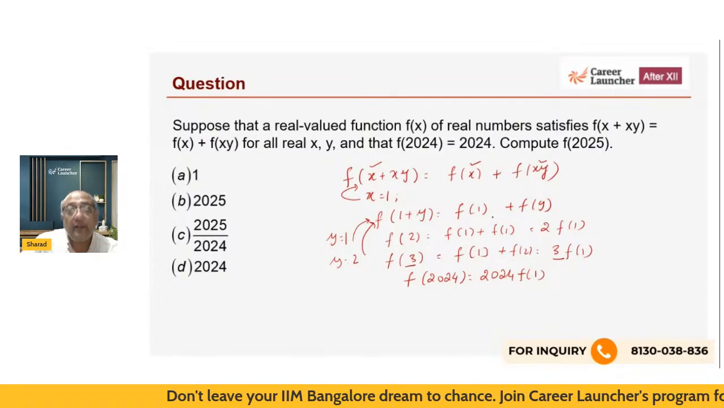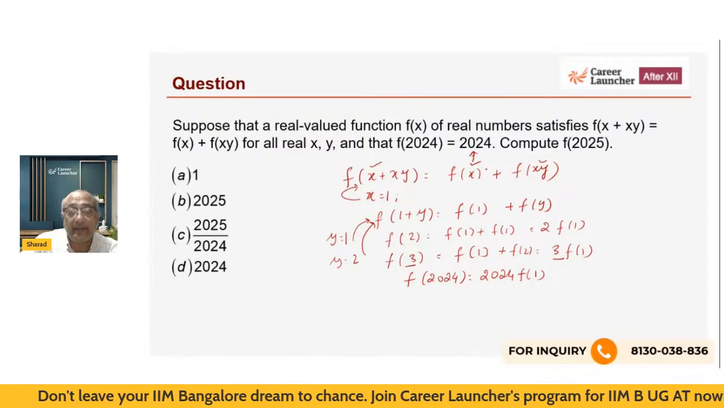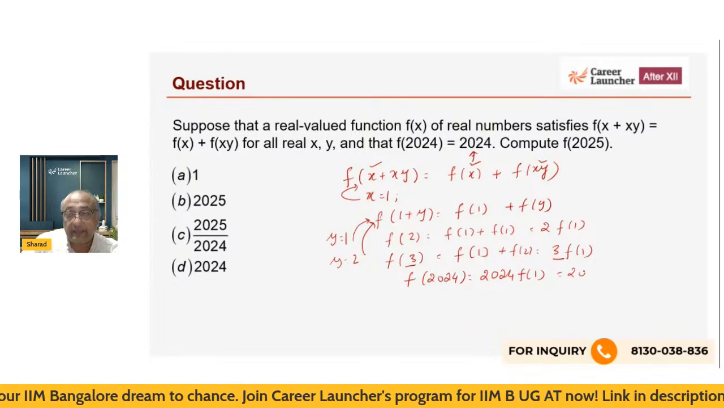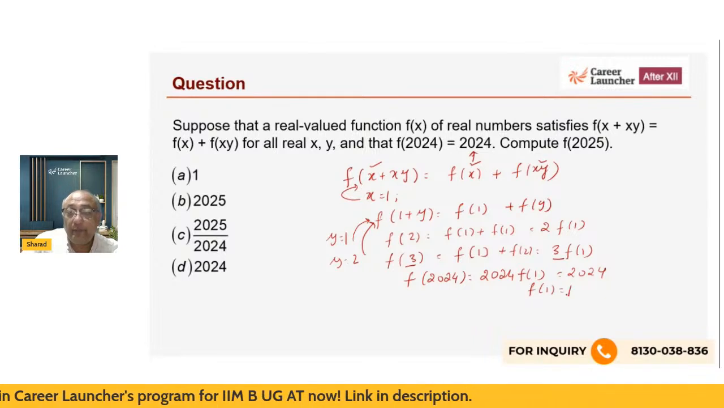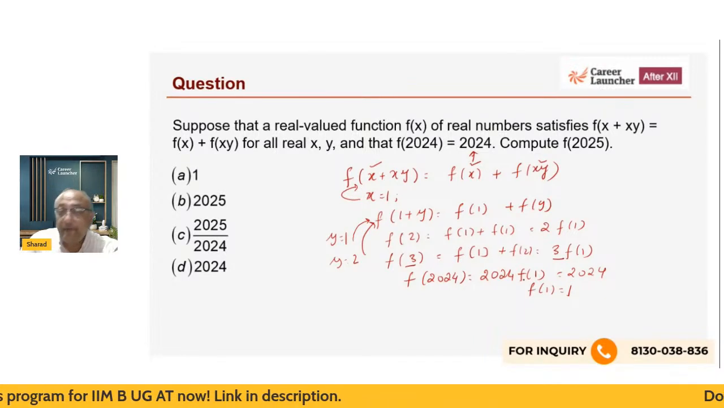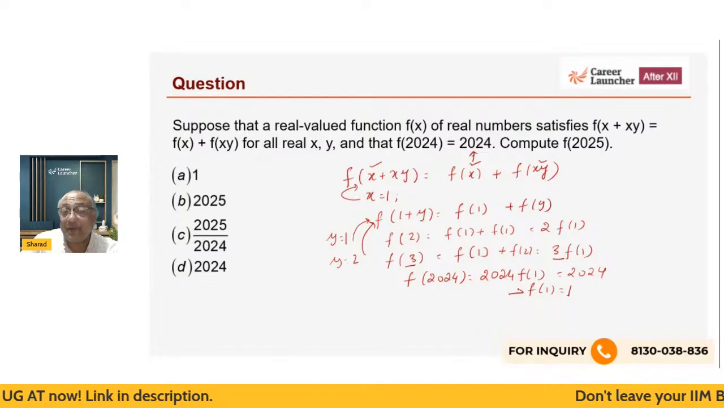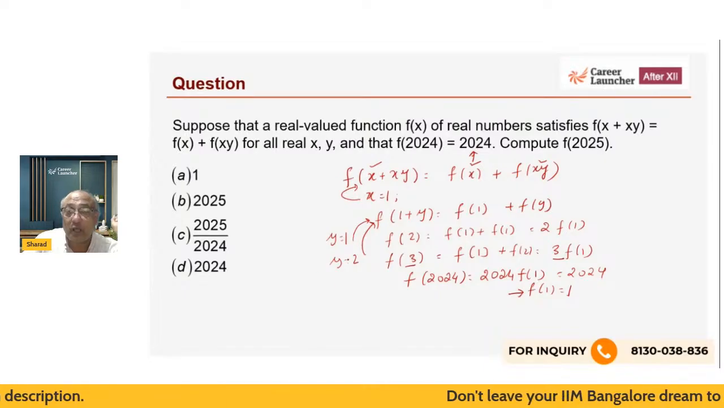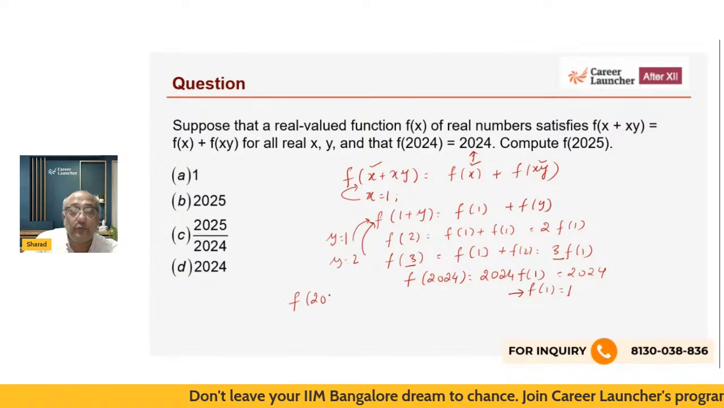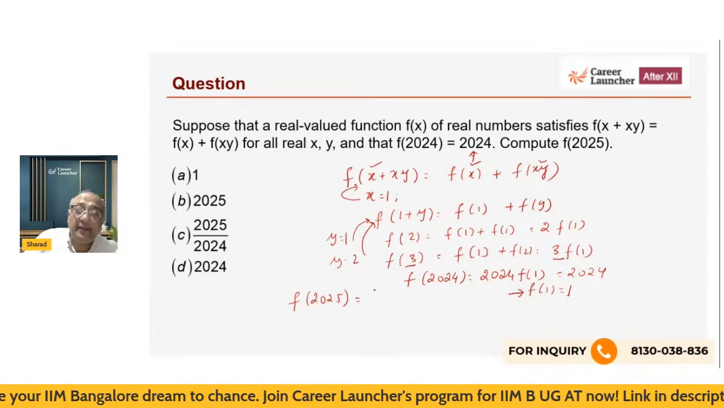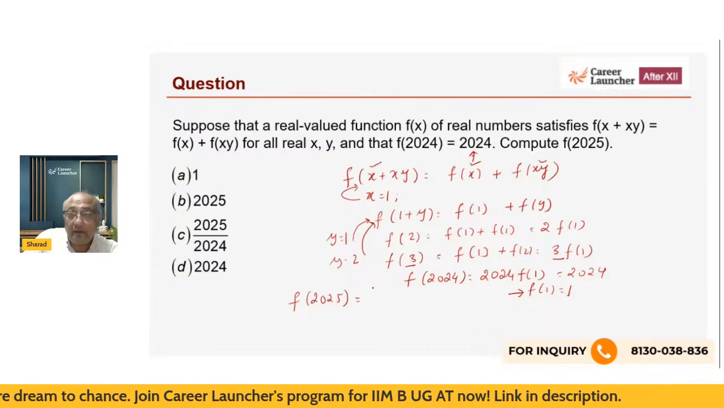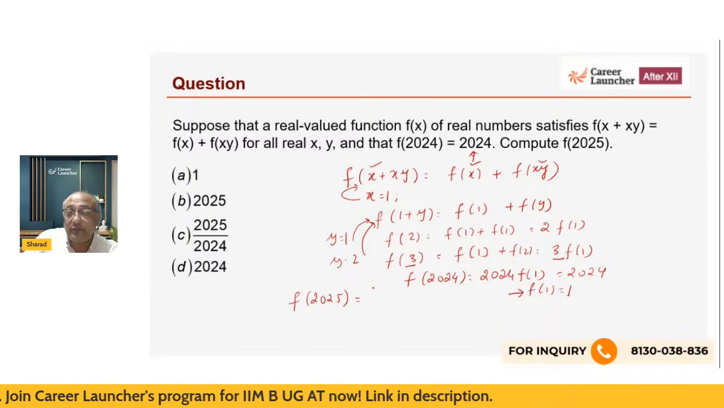So now I have got this value over here. 2024 is the given value. So f(1) will be equal to 1. If f(1) is equal to 1, now my problem is done. Problem is solved. Now I can write f(2025). This is a different question which has appeared in IPMAT. There they were saying f(2023) is equal to 1. That is why you're getting a fractional value.